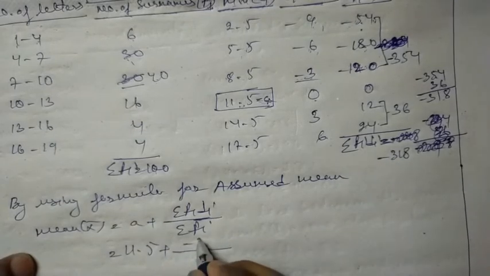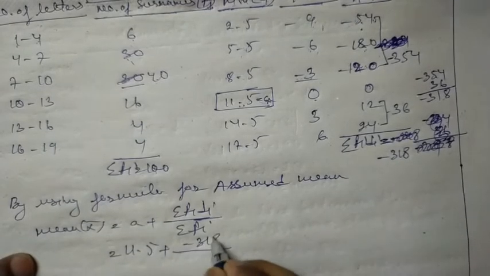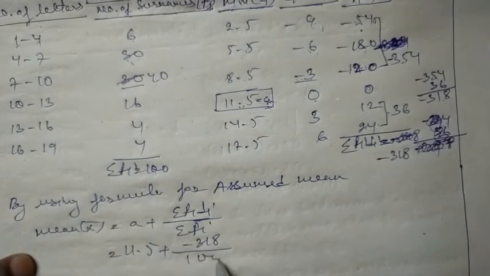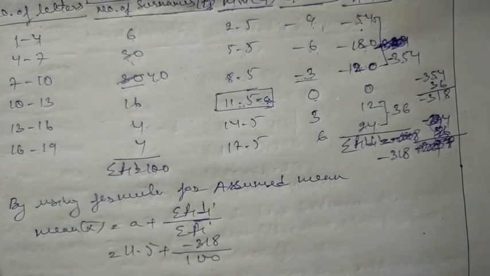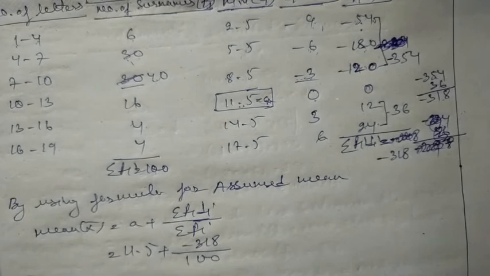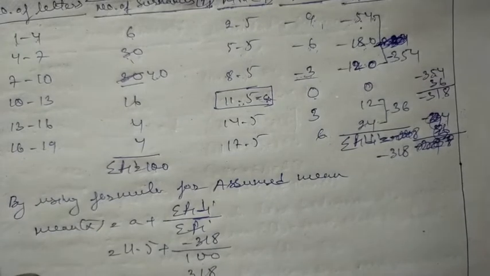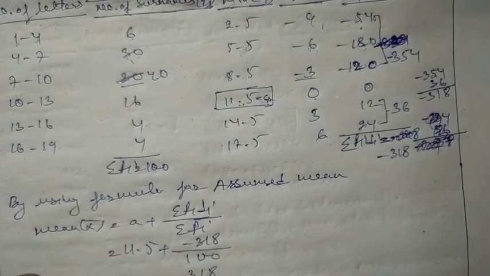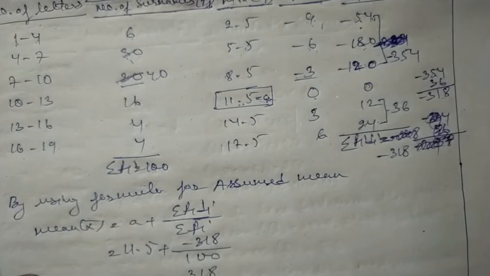It is minus 318. Sigma Fi is 100. So the mean is 11.5 plus minus 318 divided by 100. So there is 100. We can move 2 digits to the left hand side. 11.5, if we move, we'll get 1 point over here.